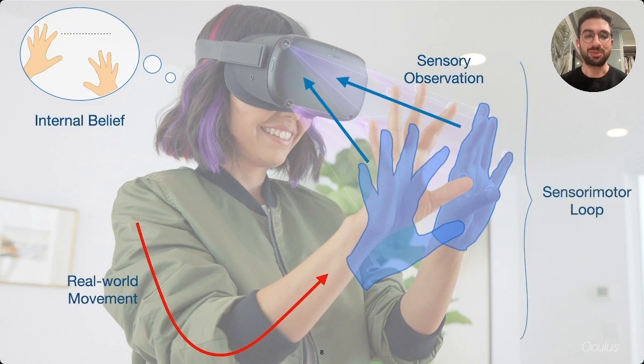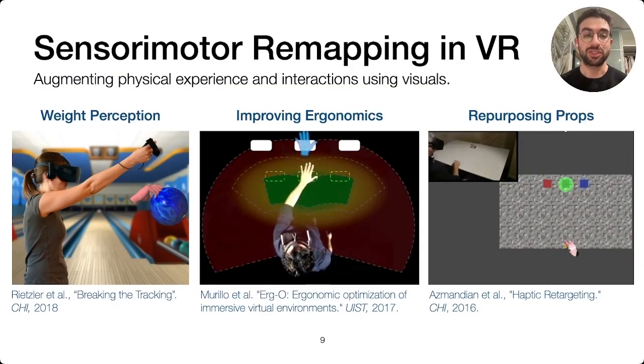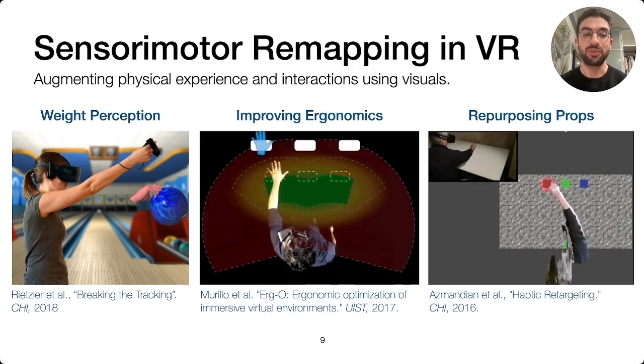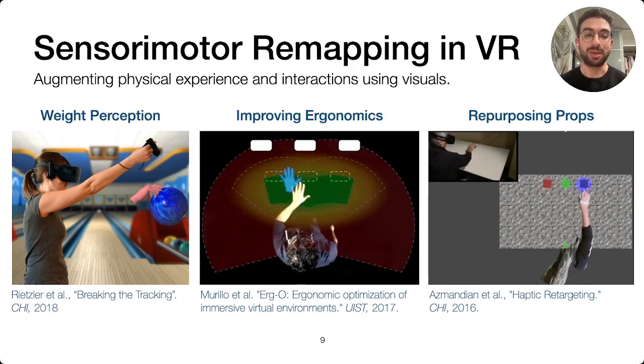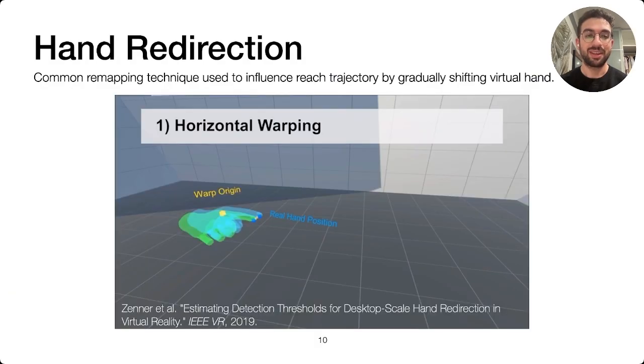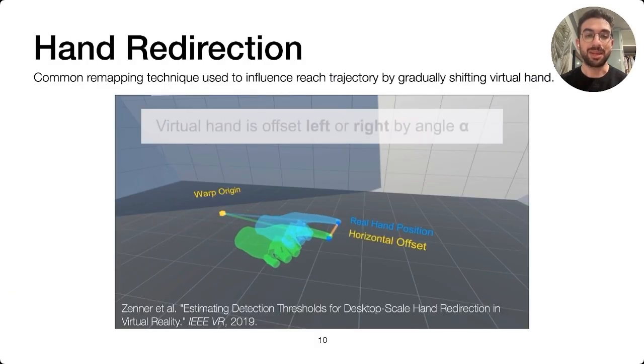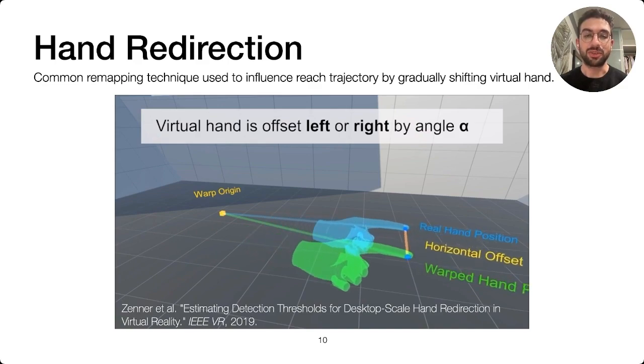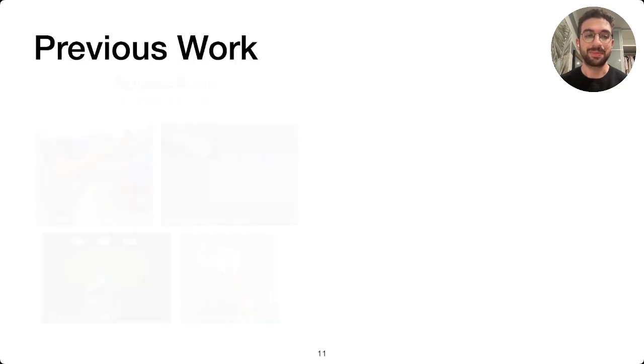What's really happening here is we're affecting the user's sensorimotor loop, which is the process in which we perceive sensory signals, generate movement, and then generate new sensory signals, and so on. From an interaction perspective, this strategy of sensorimotor remapping has been used to create phantom sensations of weight, improve interaction ergonomics, and allow passive props to be dynamically repurposed. A fundamental technique common to many of these applications is reach redirection, which is the process of gradually offsetting the user's virtual hand as they perform a reach.